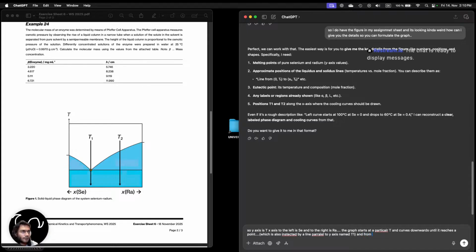And from that point it started to curve upwards and reach a point higher than the initial temp where the graph started.